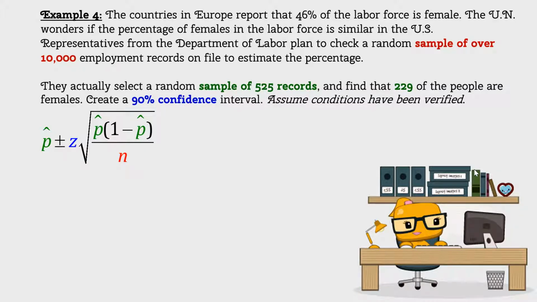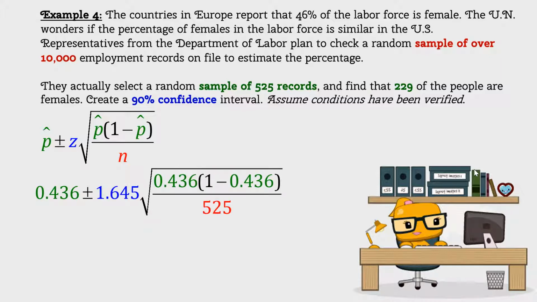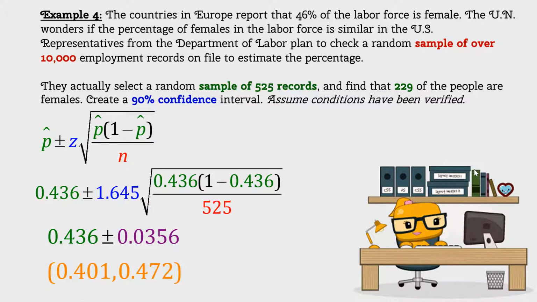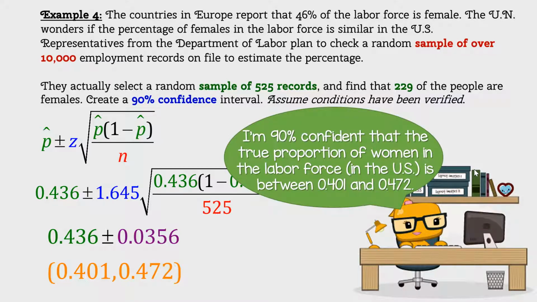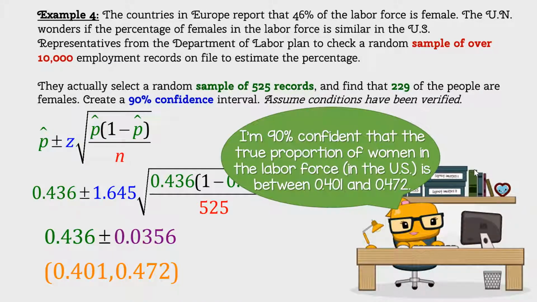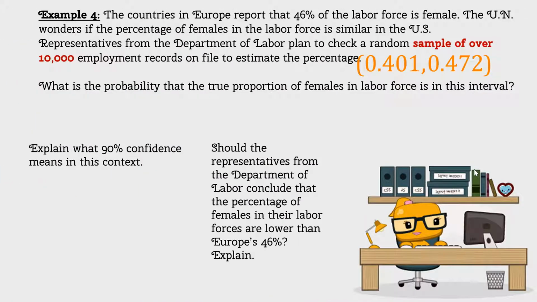So I'm going to drop the interval down to 90%. Again, plug in everything you know, assume conditions have been verified, so that's why I can keep going. There's your margin. So somewhere between 40 to 47, again, interpret because it doesn't mean anything to anybody. You need to have an interpretation. 90% confident that the true proportion of women in the labor force in the US is somewhere between 0.4 and 0.47.